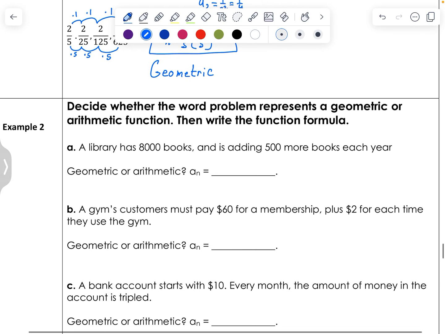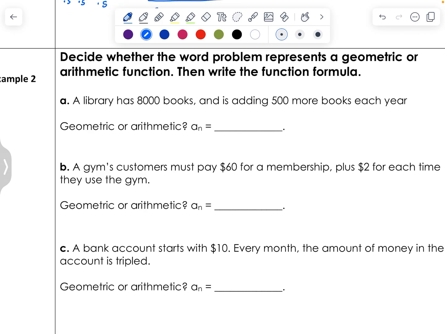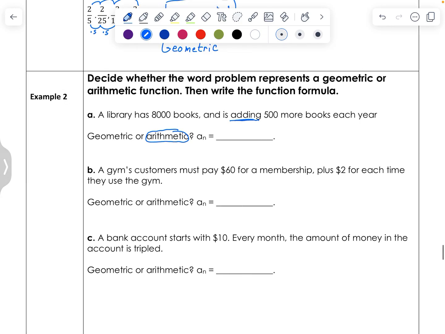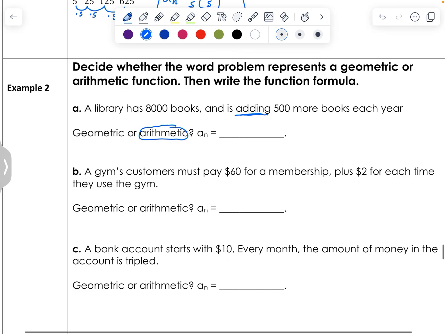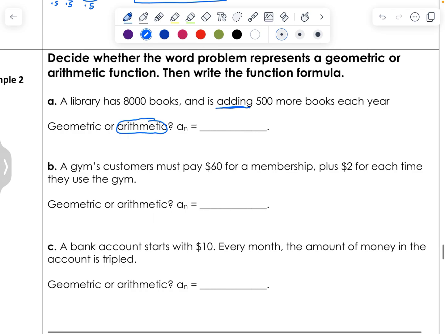All right, here's our next problem. It says decide whether the word problem represents a geometric or arithmetic function, then write the function formula. So a library has 8,000 books and it's adding 500 more books each year. Since this one is adding, that's the key word, that tells us that it's going to be arithmetic. We do want to think about how many books the library currently has because our rules for how we start out here, since the library has 8,000 books, it's kind of tricky because when we add 500, that is the new year.